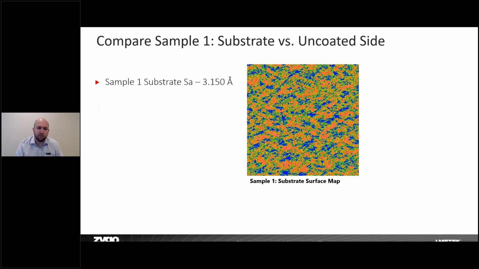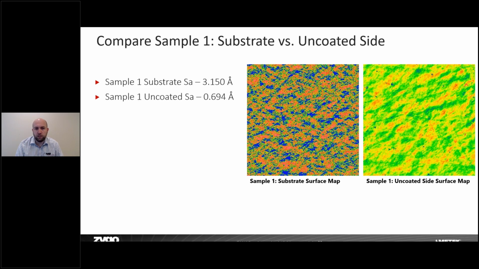So now we're going to look at, particularly for sample one, the substrate versus the uncoated side. And when we look at the uncoated side of sample one, we notice that the average roughness is down around 0.69 angstroms, which is exactly what we would have expected if it was a good sample. So this led us to realize that the uncoated side of the mirror was actually intended to be the substrate, and the wrong side of the sample was actually coated.